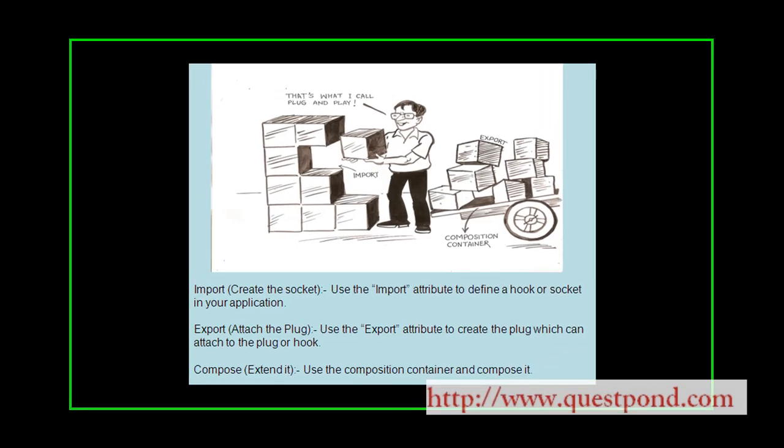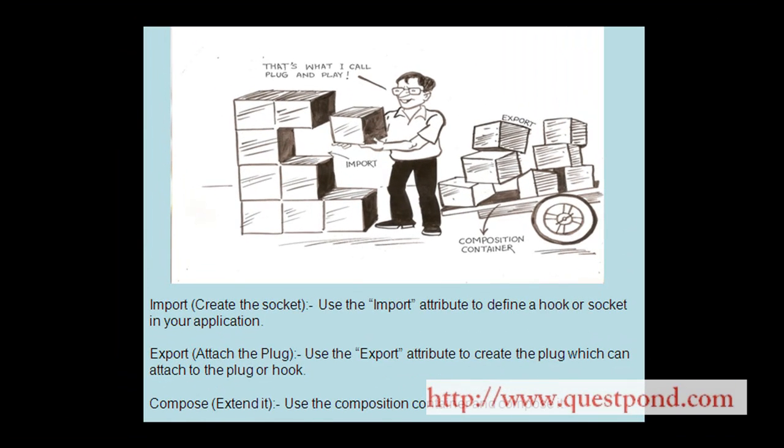In order to make your application MEF enabled, it's a three-step process: import, export, and compose. Import is basically creating a socket, or a hook, where other applications can connect and extend it. Export is creating the plug, so your external vendors will create the functionality which they want to import into your socket. And finally, we'll compose, in other words, connect the socket with the plug. So use the import attribute to define the hook, use the export attribute to create the plug, and finally compose it by using the composition container.